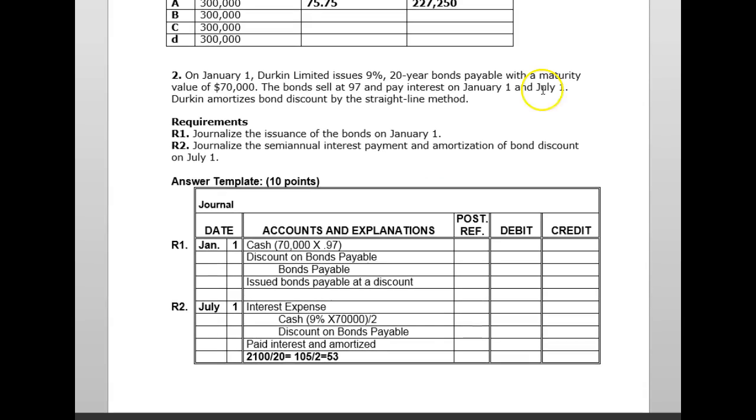So let's apply this. On January 1st, they've issued 20-year bonds at $70,000 at 9%. And the bonds are selling at 97 or 97% of the bond. And they're paying interest on January 1 and July 1. So on January 1, they issue this, and they are only going to get cash of 70,000 times the 0.97. And that amounts to, well, if you total that out, I think it is 67,900 maybe.